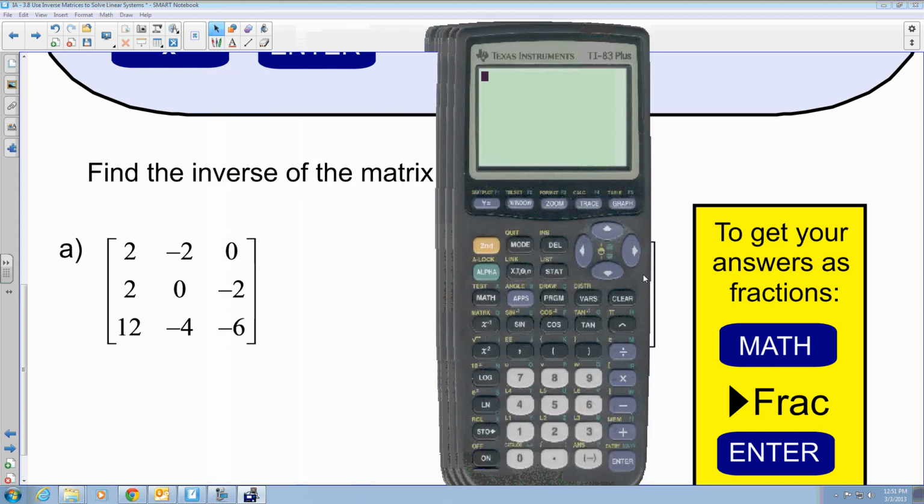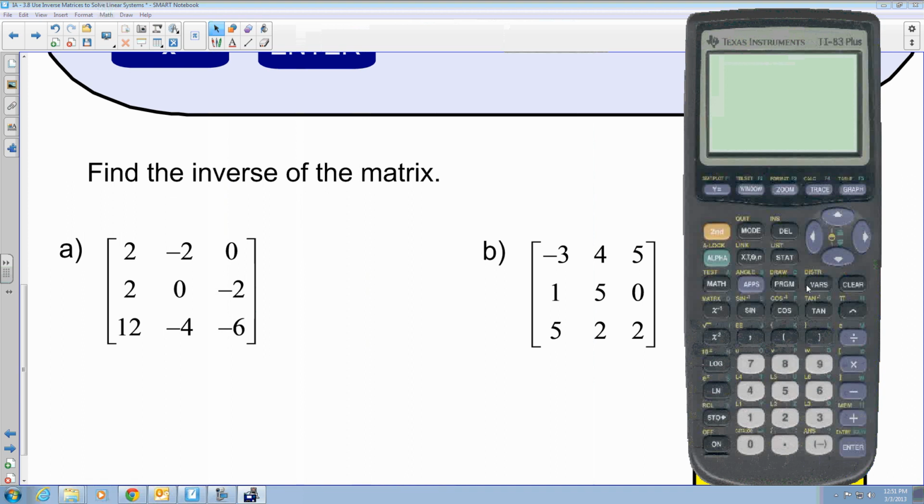So make sure when you're using your calculator or when you're using other matrices to check, make sure that the products become the identity matrix before you continue on with the problem.